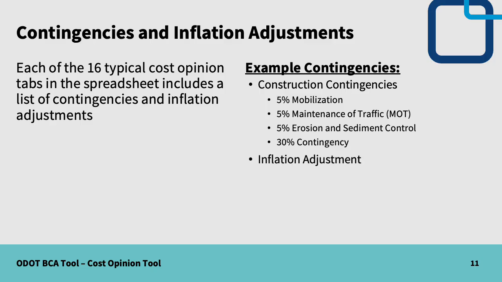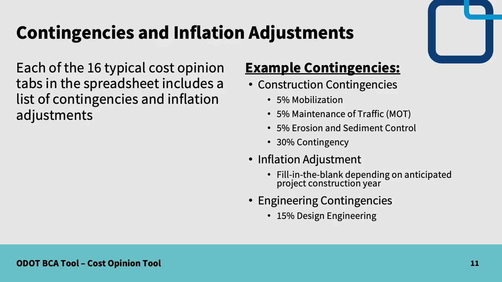The tool also allows for project cost inflation adjustments. By default, no inflation is added to the project costs, which are in 2024 dollars. You can adjust by considering when the project will be constructed, also known as the build year, and assuming an annual inflation rate between 2024 and the build year. Lastly, there are two engineering contingencies, 15% for design engineering and 10% for construction engineering.